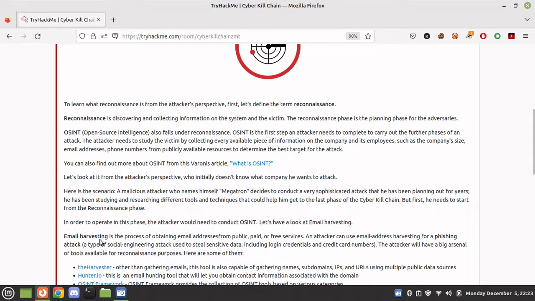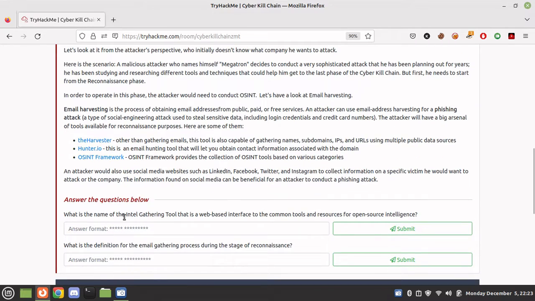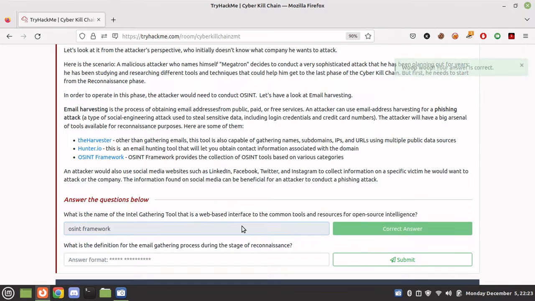Next we have email harvesting, which is the process of obtaining email addresses from public, paid or free services. Basically, you can find that email online. There's no big deal. You can use theHarvester tool, you can use hunter.io, you can use the OSINT framework. Now, what is the name of the Intel gathering tool that is a web-based interface for common tools and resources for open source intelligence? Well, it's the OSINT framework. The OSINT framework is a website basically.